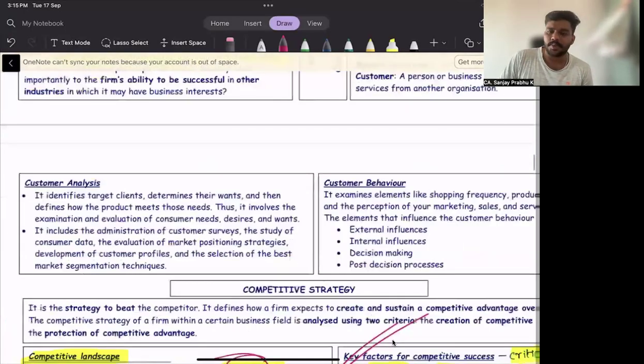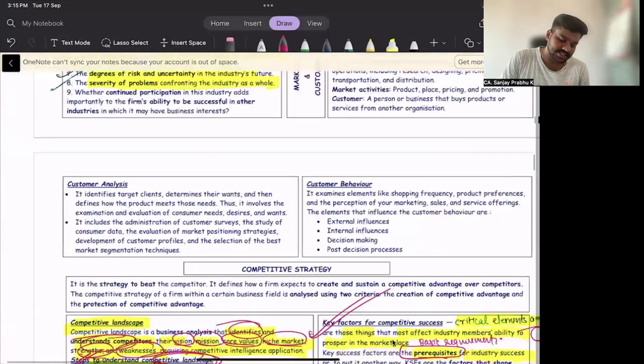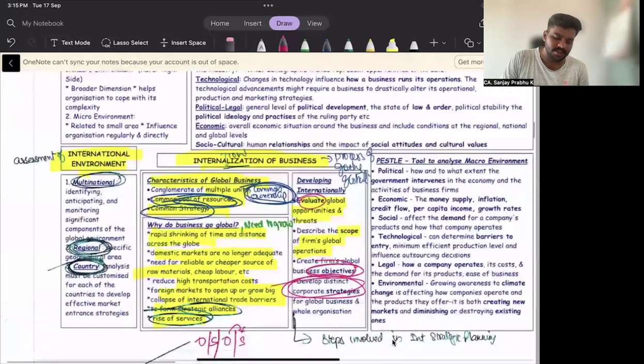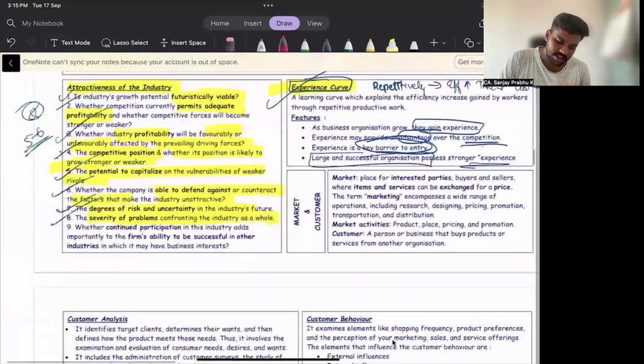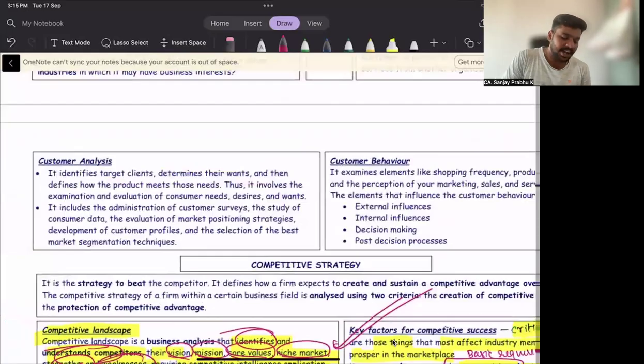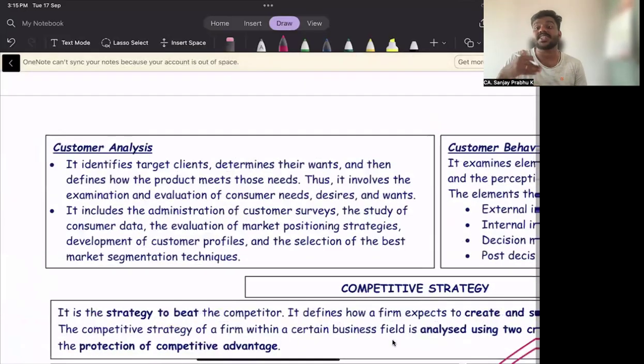Now we are going to discuss customer analysis and customer behavior. After that, we have to complete just 2 or 3 small topics, by which we will be done with this revision. Okay, now we want to discuss customer analysis and customer behavior. See, understand what is customer analysis and what is customer behavior.